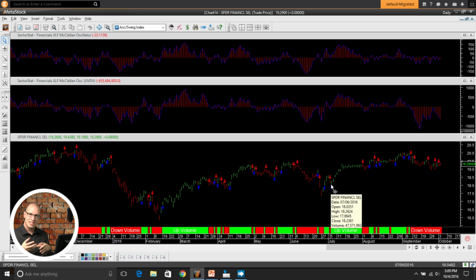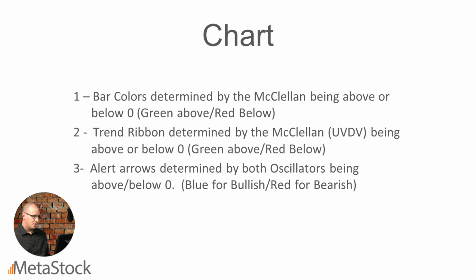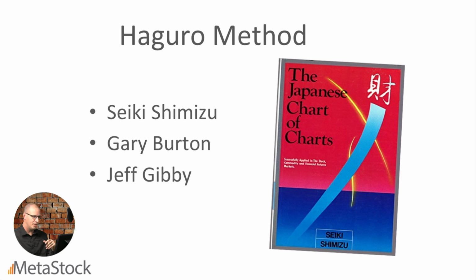There's an old adage that says a rising tide floats all boats, and that's where the top-down approach to the market comes in. So it's very critical to look at this type of aspect to understand the strength or the weakness of the overall market or the overall sector. So again, just to recap what we're looking at. We want the bar colors to be above or below 0 for the red and green. The trend ribbon will be red or green, and when those come together, it triggers that buy or sell alert for us.